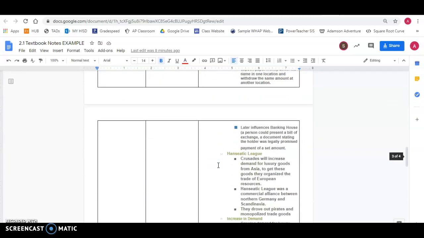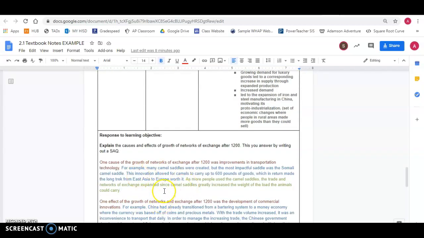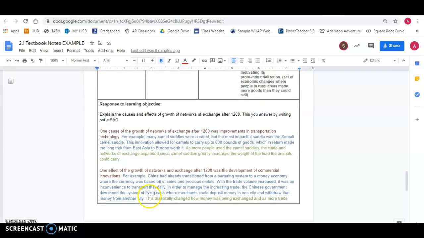At the end, in this box, you're responding to the learning objective. This learning objective is to explain the causes and effects of growth of networks of exchange after 1200. So for this one, you write out an SAQ. Now this learning objective, I just wrote 2 different ones because it's easier. So one cause and one effect.